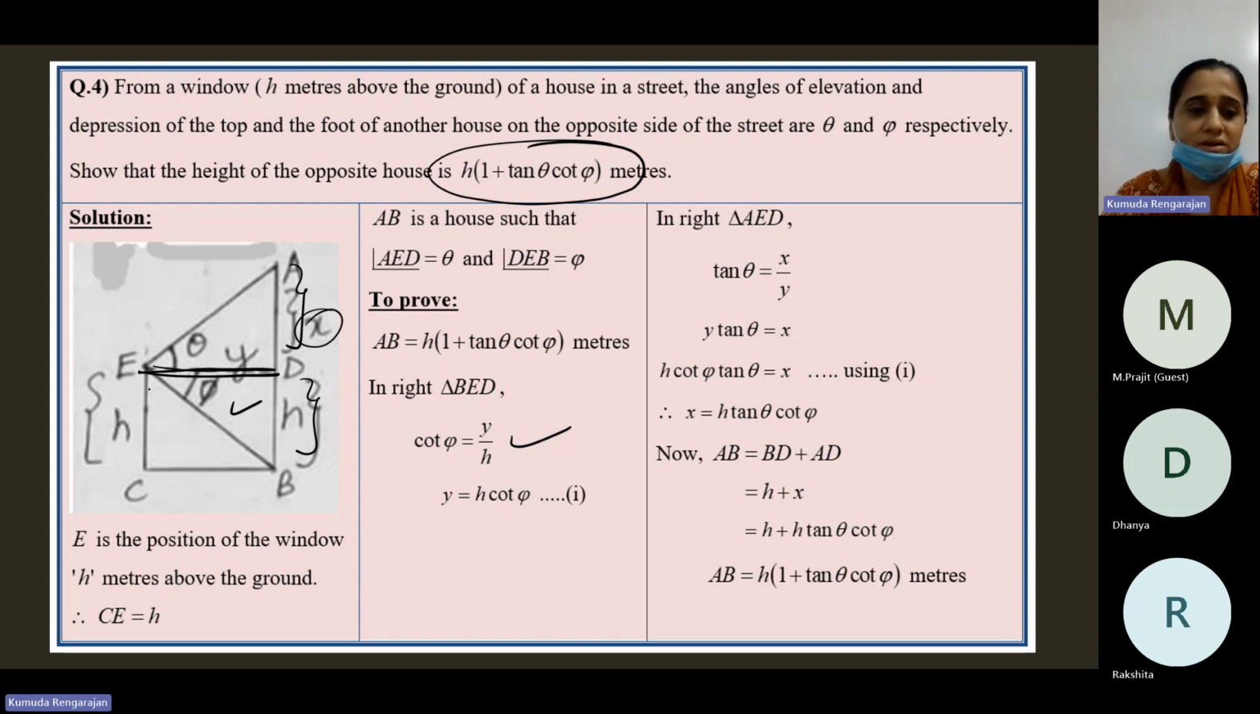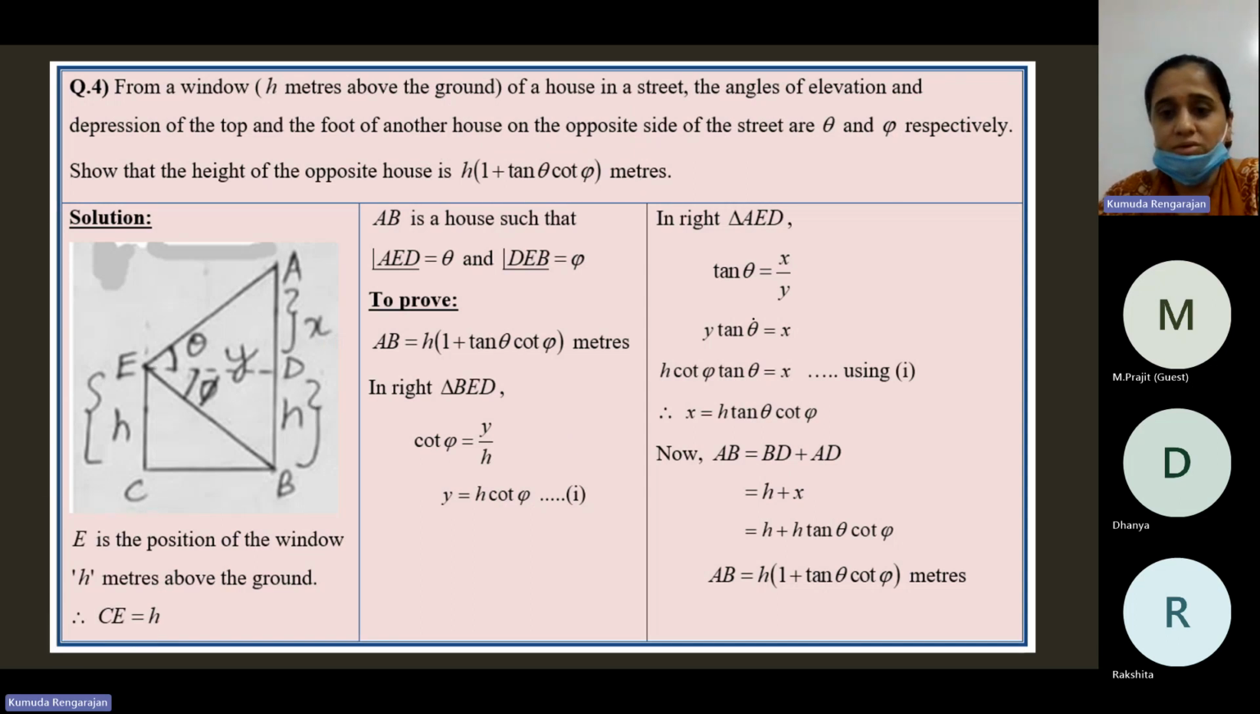Then we take up the other triangle. In this triangle, tan theta is equal to opposite x by adjacent y. And here, from this triangle, I've got x is equal to y tan theta. I was telling you that we need the value of x. So we got x, but in that x, we have y tan theta where we don't want y. So what is y? H cot phi. So I've substituted h cot phi tan theta is equal to x. That means x is equal to h tan theta cot phi.